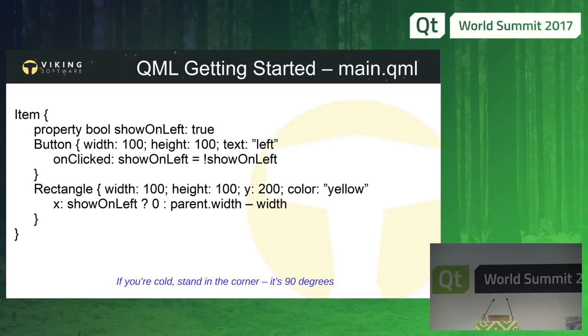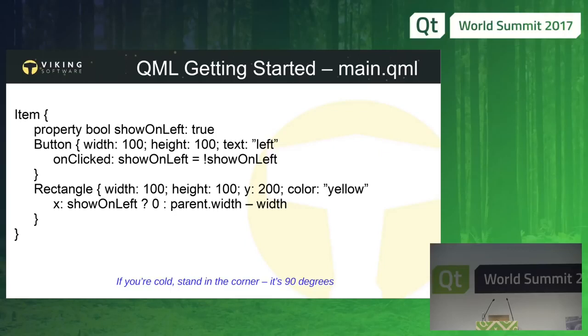So here we have the main window. We just have a bool that says, should our rectangle below be on the left or on the right? And we have a button that every time you click it, then it switches over. My example in Qt Creator has two buttons. And then it just moves this one based on which one you click.